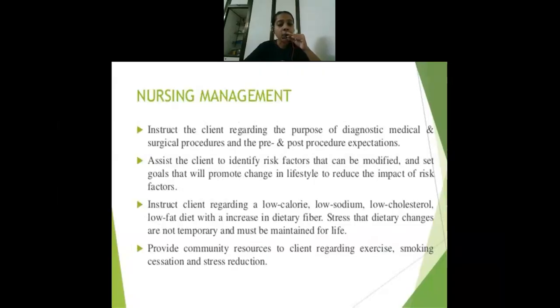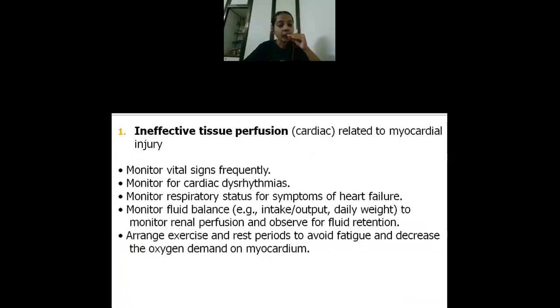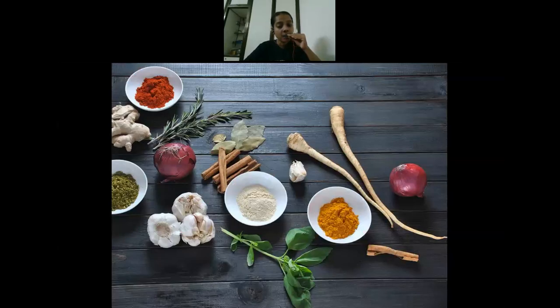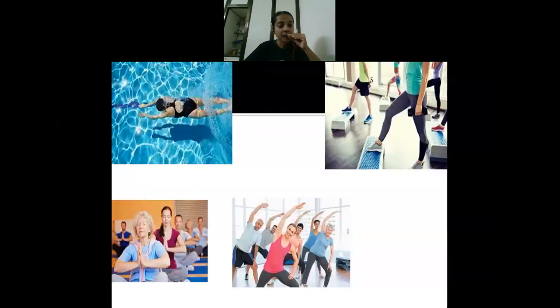Tell the person regarding the importance of diagnostic procedures and lifestyle modification. Particularly, you have to tell the person to avoid all the fat containing food, and tell them to also take a lot of green leafy vegetables and fruits, and a lot of spices like turmeric, ginger, garlic, onion. All these herbs can be taken. Exercises are very good, like swimming or aerobics. That can be performed.